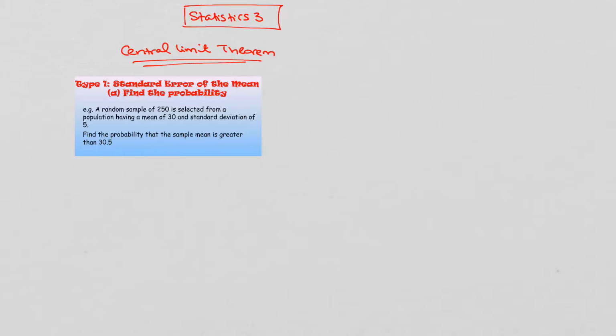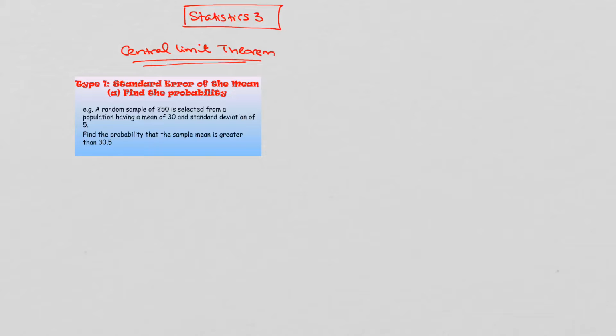Statistics 3, central limit theorem. Type 1, standard error of the mean. A, find the probability. So here in this question we're given a random sample of 250 selected from a population having a mean of 30 and a standard deviation of 5. Find the probability that the sample mean is greater than 30.5.